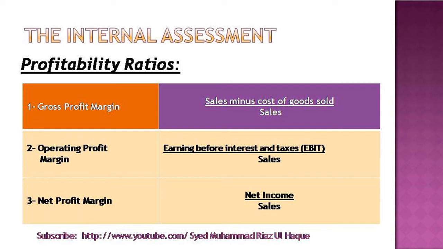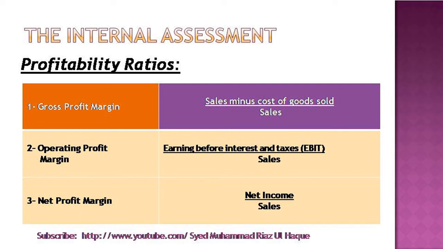Second in our profitability ratios is operating profit margin. Operating profit margin is equal to earnings before interest and taxes, EBIT, divided by sales, and it measures profitability without concern for taxes and interest. Similarly, net profit margin is equal to net income divided by sales. It's so easy, and it measures after-tax profit per dollar of sales.